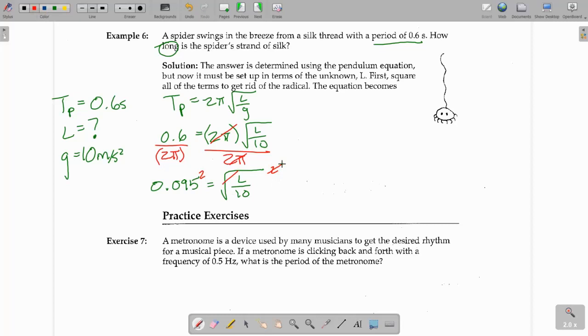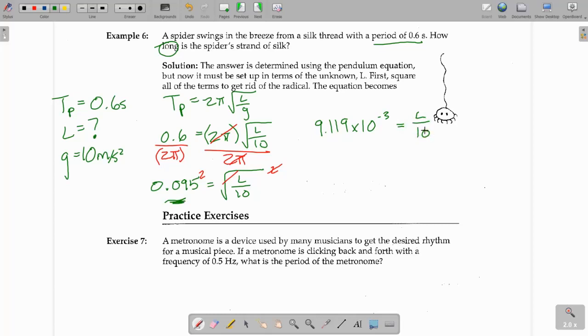So when you square 0.095, it's going to come out as 9.119. I'll go ahead and throw in a third decimal for good measure there, but I'm not rounding it in my calculator, times 10 to the negative third. Okay, so that's this side over here. And then all we're left with on the other side is just length divided by 10.